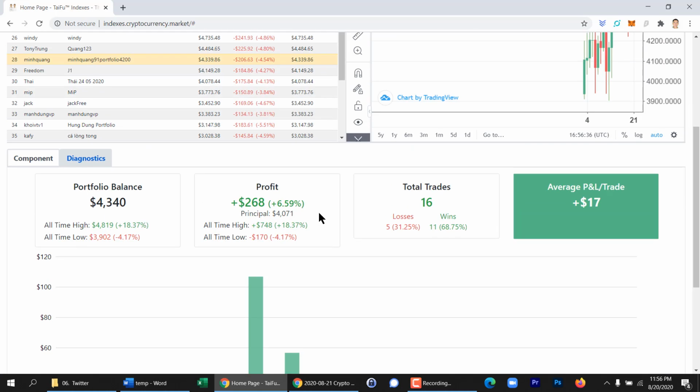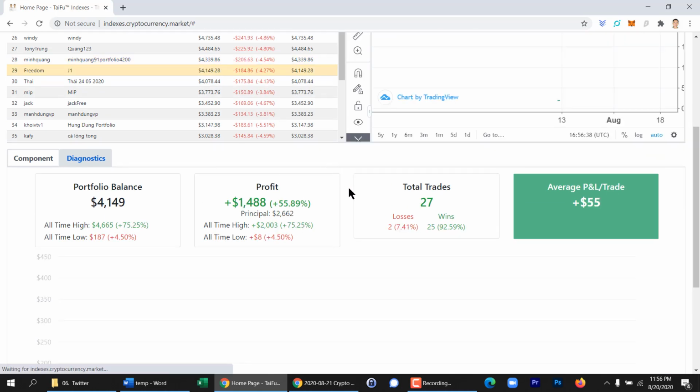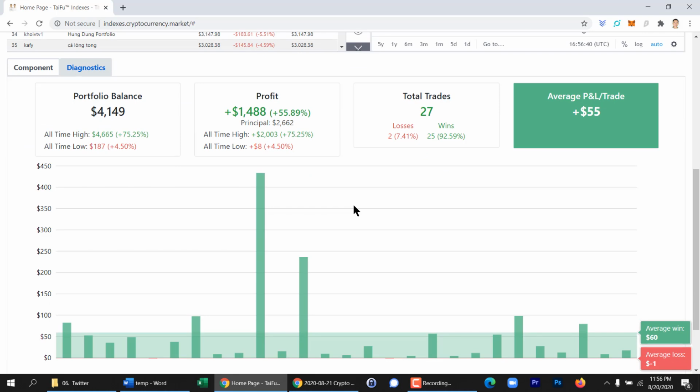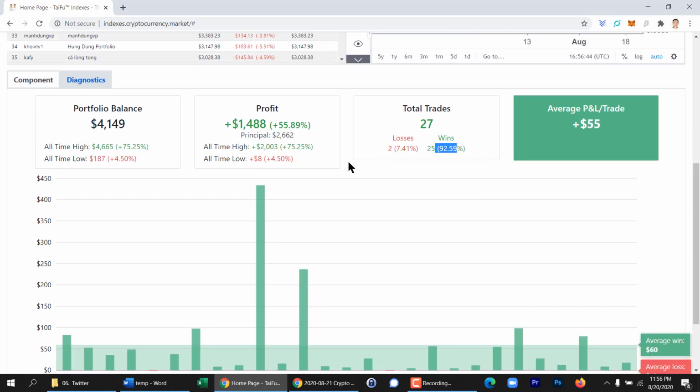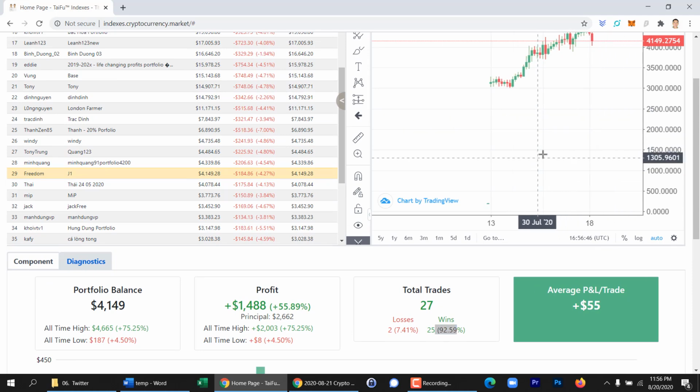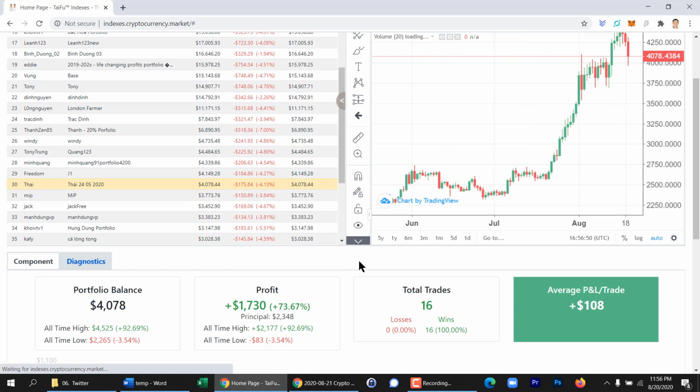All right. This one is 27. All right. This is too high, guys. This is too high. Okay. So what that means is it just lets me know that it's a new portfolio. They haven't sold anything yet.